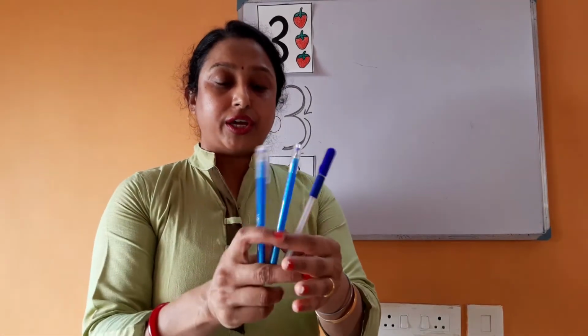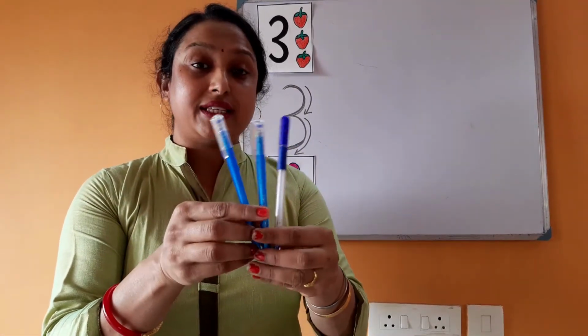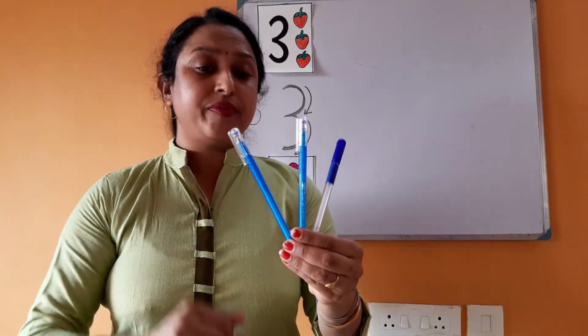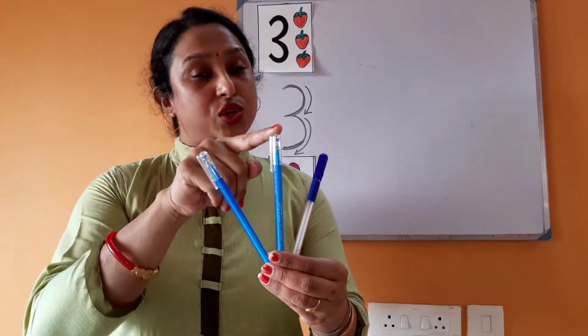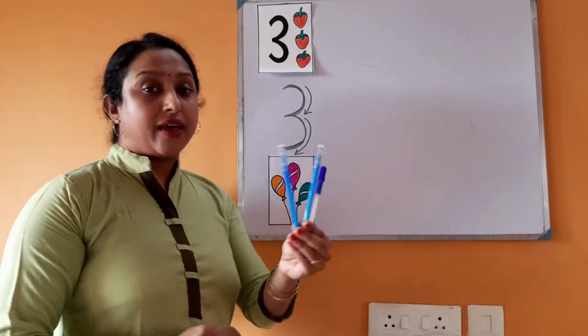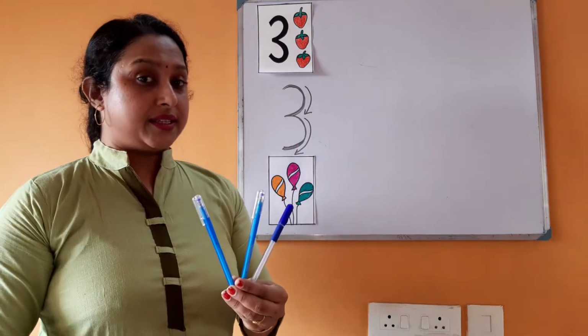Now look at over here. What are these? These are pens. So let's count how many pens are there. 1, 2, 3. So this is number 3 and there are 3 pens, right?